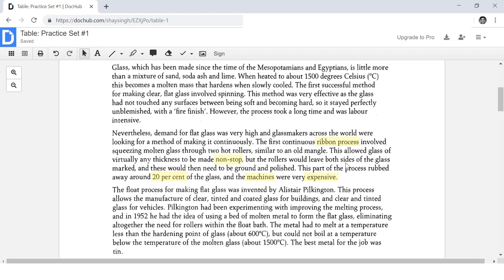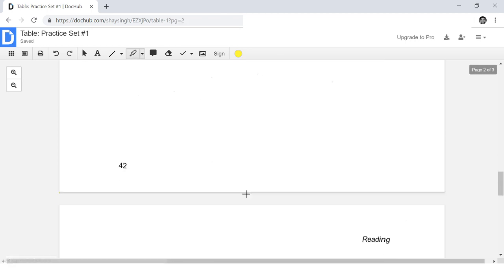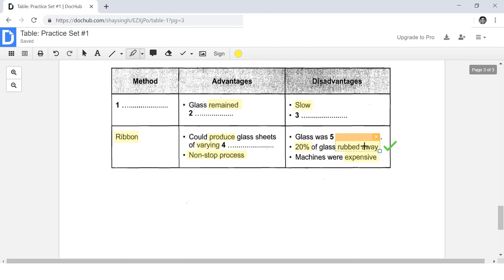But the rollers would leave both sides of the glass marked, and these would then need to be ground and polished. This part of the process rubbed away around 20% of the glass, and the machines were very expensive. Rubbed away, I remember that was another one of our keywords. It mentions that down here, rubbed away.